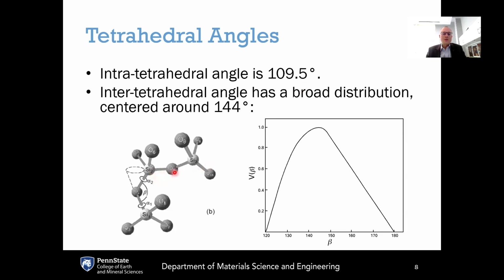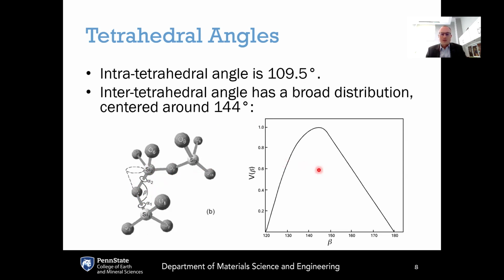The other angle that we need to consider is the angle around the bridging oxygen. So this is the angle going from the silicon to the oxygen to the next silicon. This angle here that's labeled as beta about the oxygen. This tends to be a larger angle, and it has a fairly broad distribution centered at around 144 degrees.